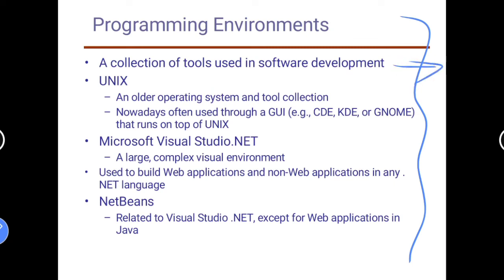Suppose that you need to create one particular piece of software. For that, which programming language do you need, and what type of setup do you need to do? All this setup is called the programming environment, a collection of tools used to build software. Unix, an older operating system, and a tool collection. Nowadays often used through a GUI, graphical user interface. Examples: CDE, KDE, GNOME that run on top of Unix. Microsoft Visual Studio .NET, a large complex visual environment used to build web and non-web applications in any .NET language. NetBeans is related to Visual Studio .NET except for web applications in Java.